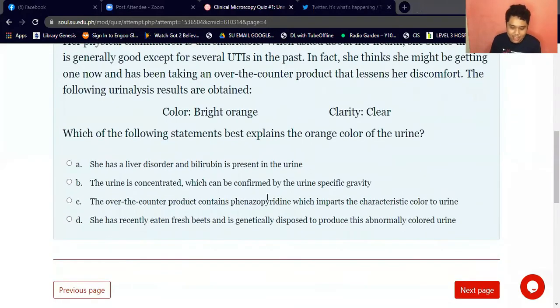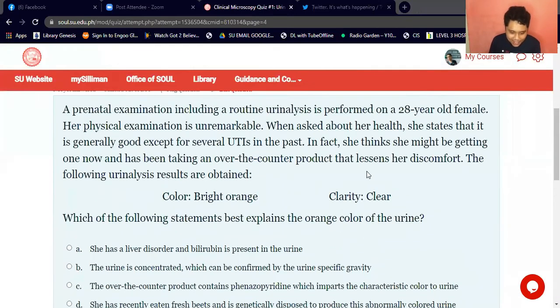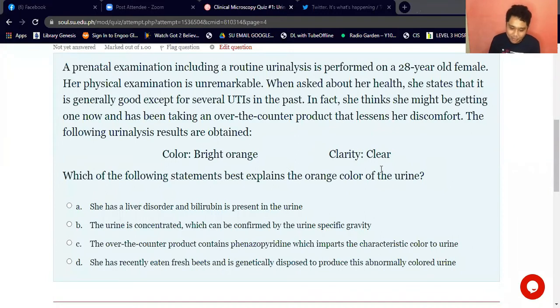Option: she has a liver disorder and bilirubin is present in the urine. Can you really say that from the results? I don't think so, because it is lacking. Aside from that, the color or clarity should have yellow foam. If that is the case, it should be specified that it foams. But anyway, the information is lacking to say that it is a liver disorder.